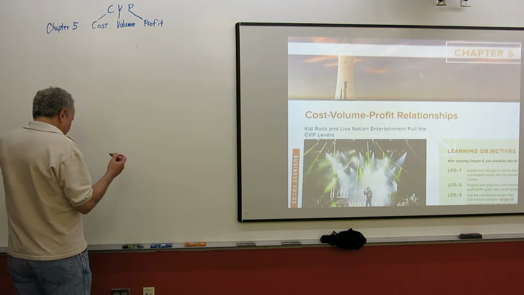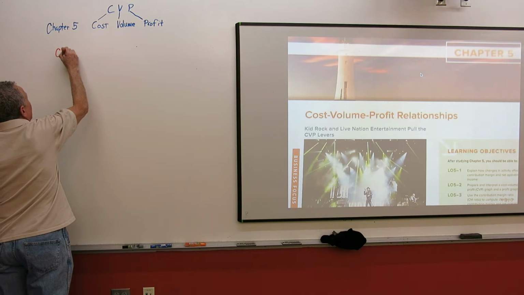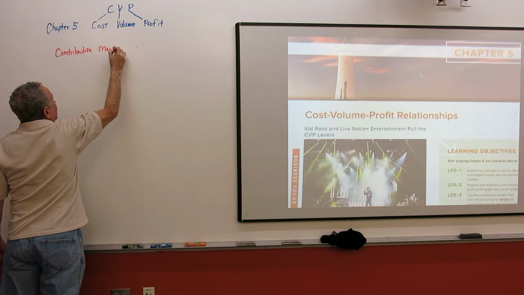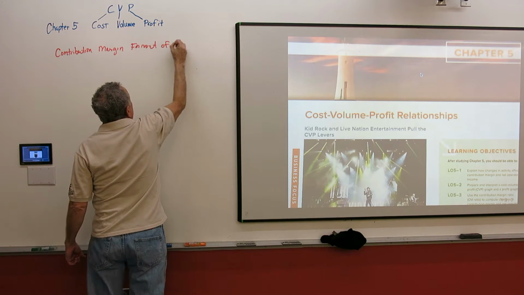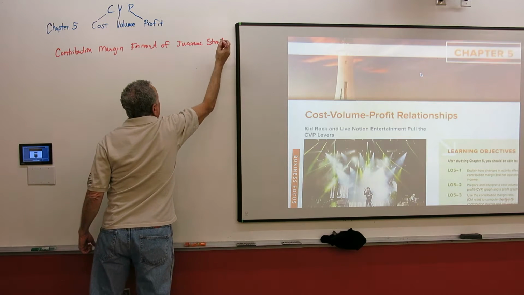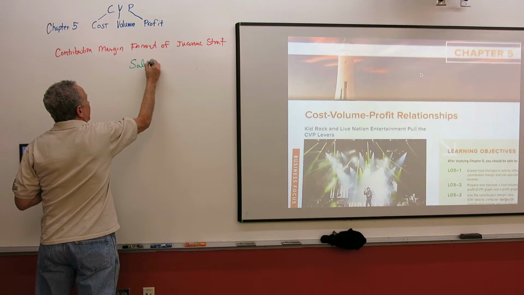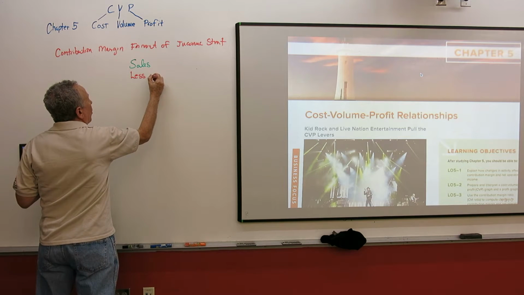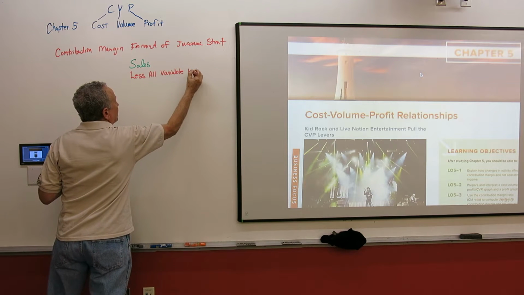Anyway, to do this, we're going to use something called the contribution margin format. It's a format of income statement. And it just looks like this. You take sales of any company, and you take less all variable expenses.